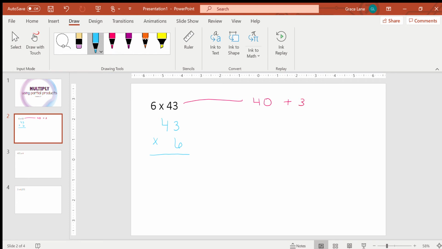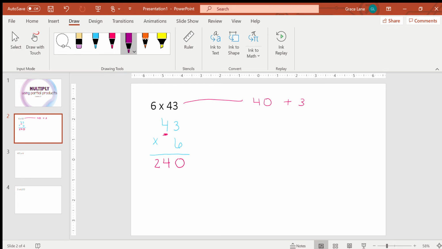Again, for expanded form, we have to think about 43 as 40 plus 3. So when you see this, the 4 in this problem stands for 40. When you multiply, you're going to multiply the 6 times the 40 and the 6 times the 3. Again, it's expanded form. Basically, we're really focusing here on place value. So the first thing we're going to do is 6 times the 4, but the 4 stands for 40, so it's really 6 times 40. I know that 6 times 4 is 24, so 6 times 40 is 240. So our first line is 240.